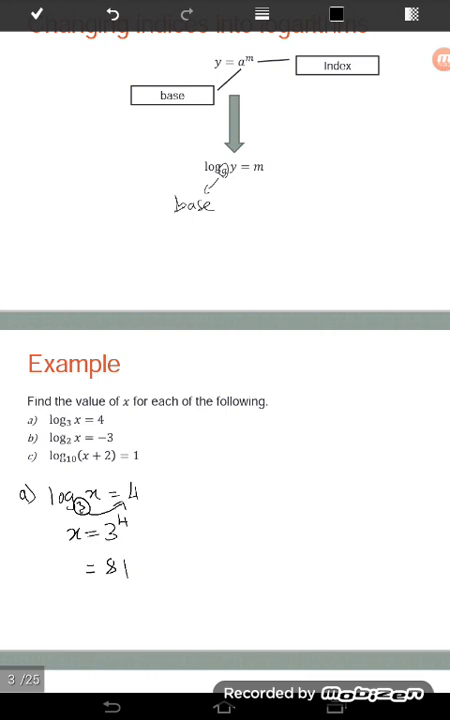Okay, so next, b. Log x base 2 is equal to negative 3. Again, these two bring to the right, so you will have x equal to 2 power of negative 3. From the index, if the power is negative, it becomes 1 over 2 power of 3. So it is equal to 1 over 8.